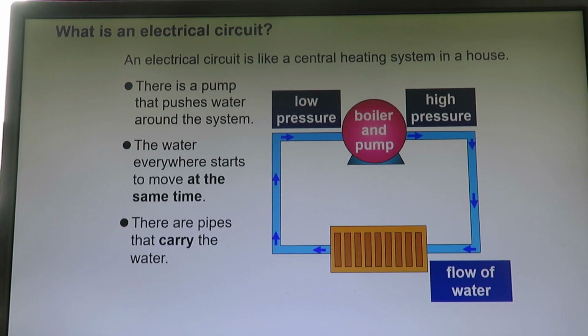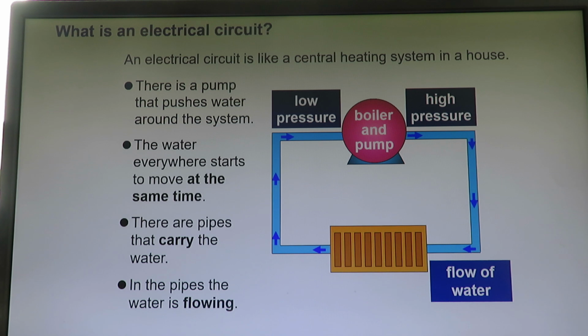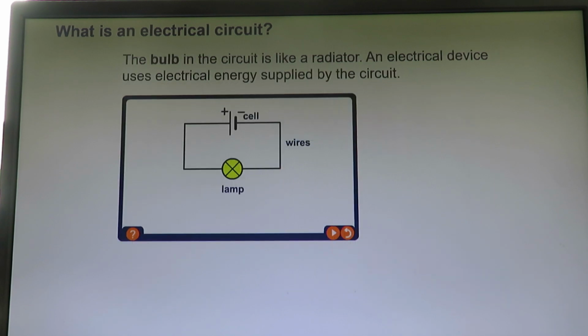Okay. When it gets to the radiators, then there's a transfer of heat. So basically the boiler heats up the water, and that water is carried to your radiators, and then it transfers that heat into the room, and then it returns back to the boiler to be reheated and repumped around again. And an electric circuit is virtually the same idea. So in this case, you've got a circuit set up, you've got your cell, you've got your wires, and you've got your lamp or your bulb.